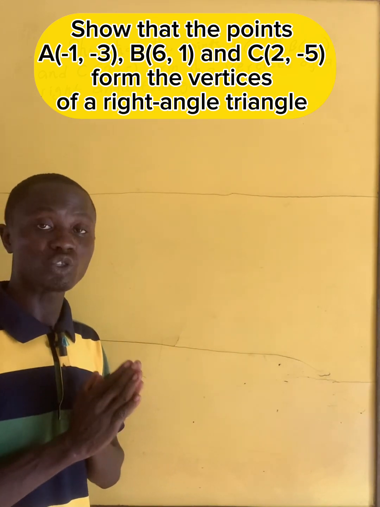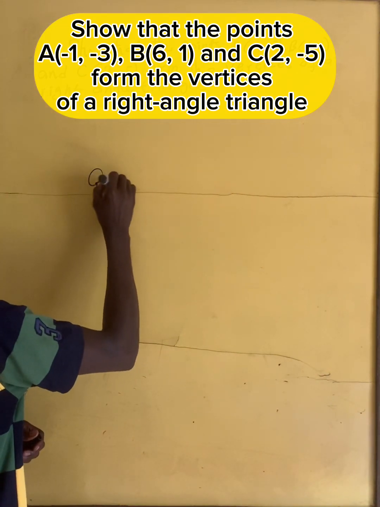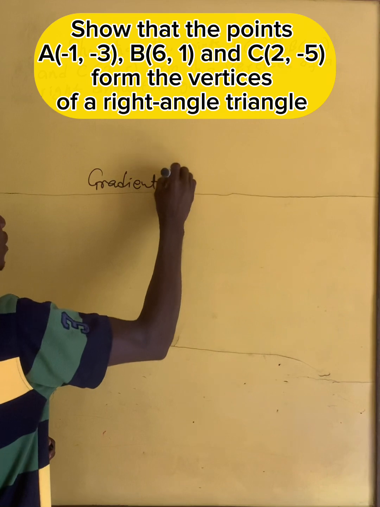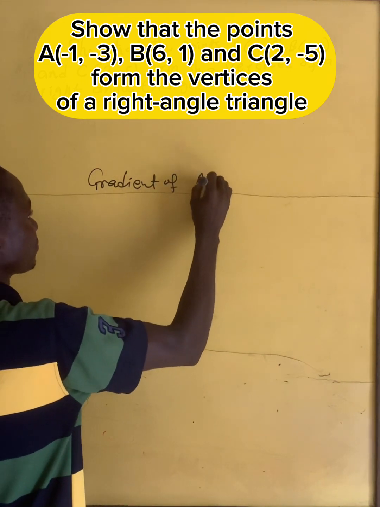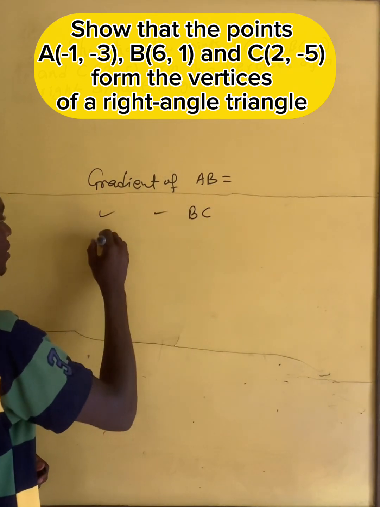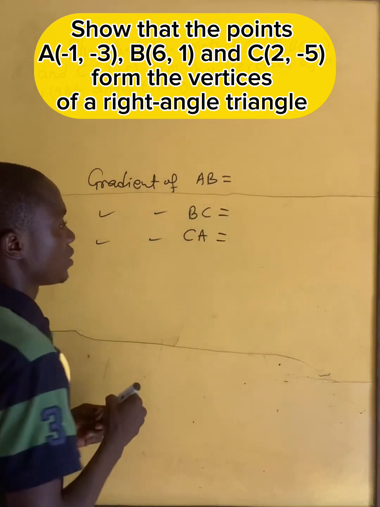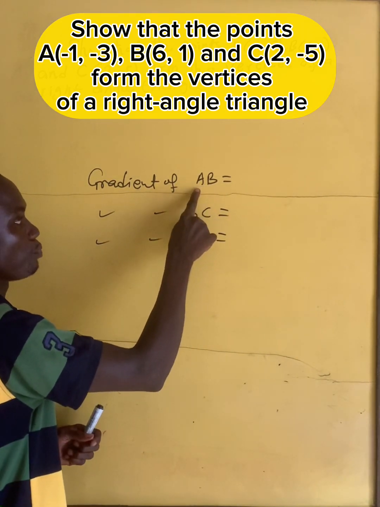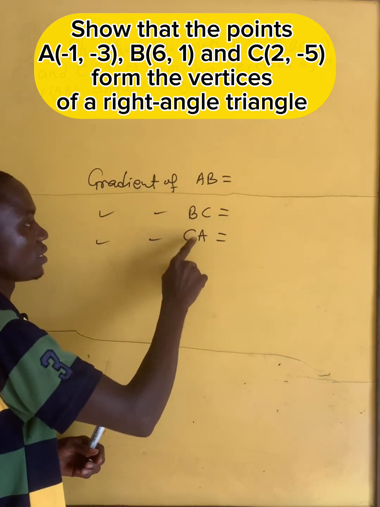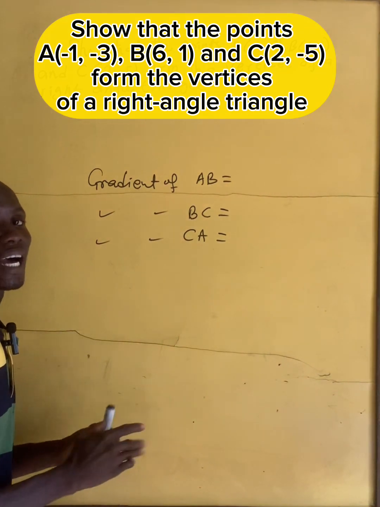The alternative method is to find the gradient of the lines forming the triangle. So let's see. Now, we are finding the gradient of line AB, then gradient of line BC, then gradient of line CA. Remember, we can write this one as BA, this one as CB, and this one as AC. If we interchange the position, the gradient is the same.